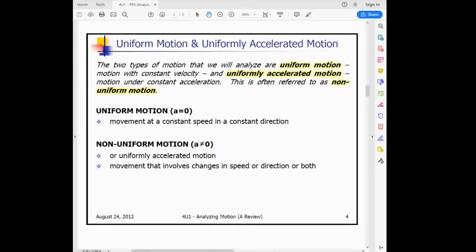Now again, you see that special 4-dot bullet pattern. That implies that these definitions are worth copying down. So you may want to pause in order to copy those down.